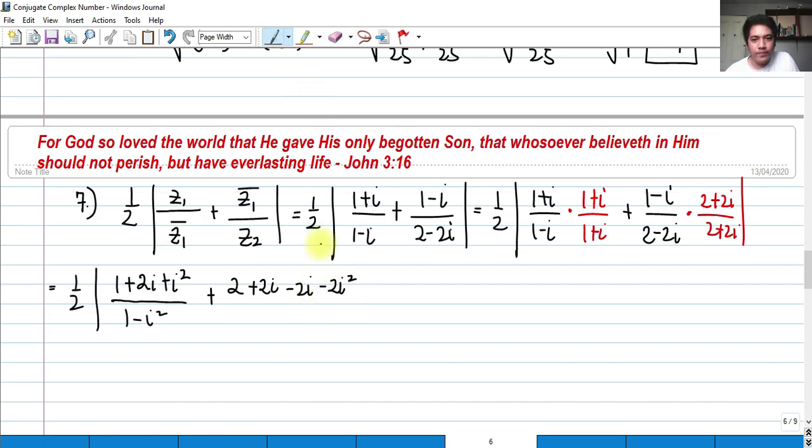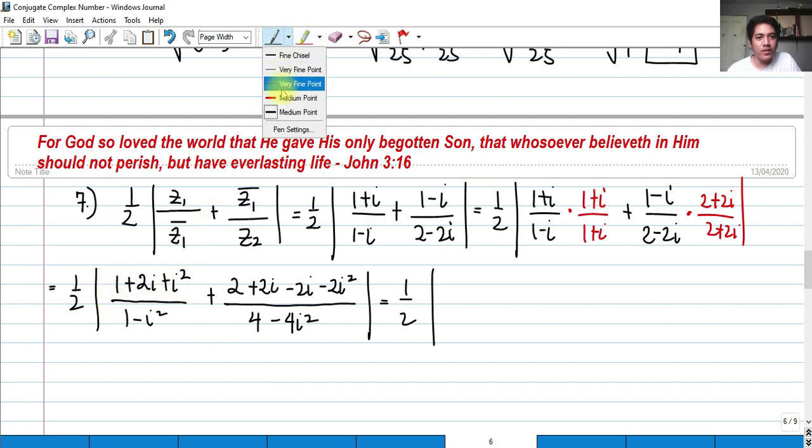Minus 2i squared, then all over 4 minus 4i squared. Take the modulus of that. Okay, so evaluate this. We have 1/2 multiplied by the modulus. So we know that i squared is equal to negative 1. Positive times negative would be negative, so this is negative 1 plus 1. We know that these two would cancel, 1 minus 1, leaving 2i.